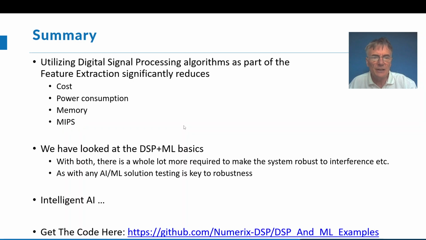Okay, quick summary just to finish off. We've talked about the benefits of applying the intelligent AI approach of digital signal processing and algorithms to our problem. Reduce cost, power consumption, memory, MIPS, whatever your cost metric is, it helps. We've had a look at DSP and ML basics. Again, this is very basic. There's quite a lot of code here to absorb, but for a real deployable, robust system, there's a lot more code needed around this, particularly with the DSP side.